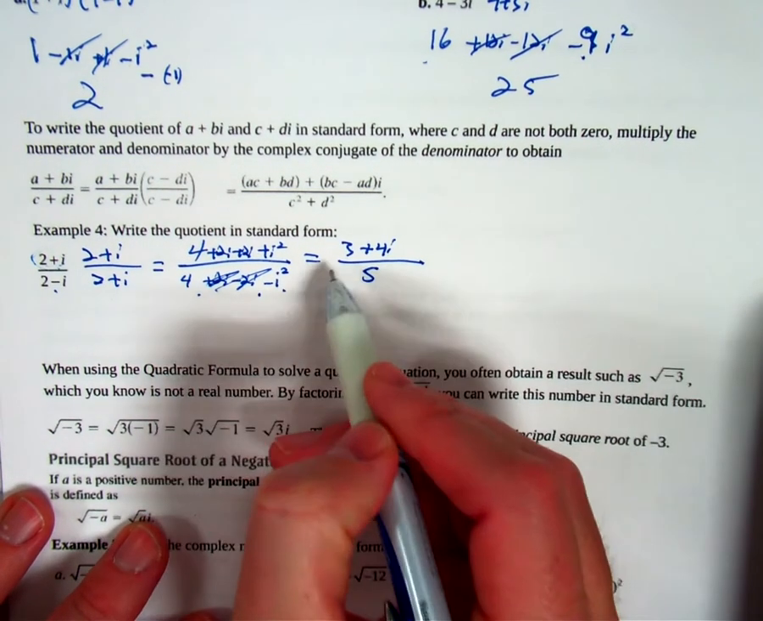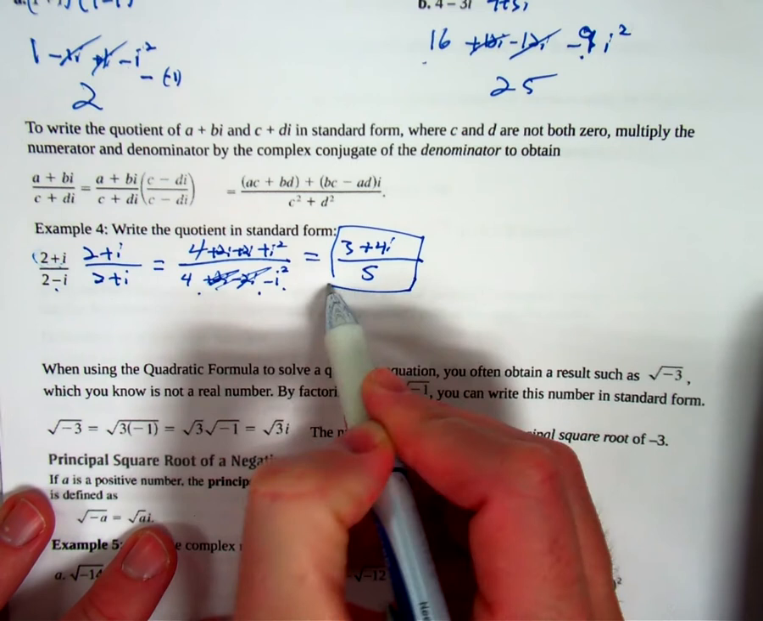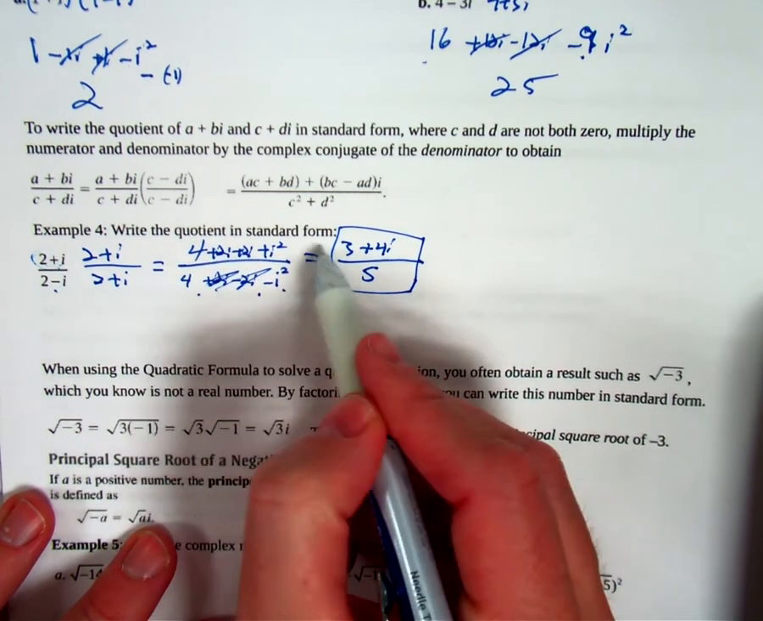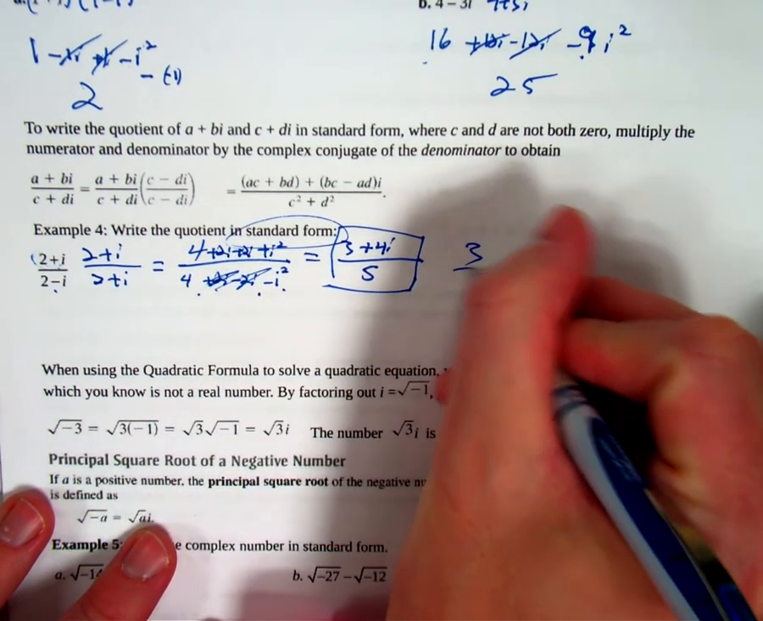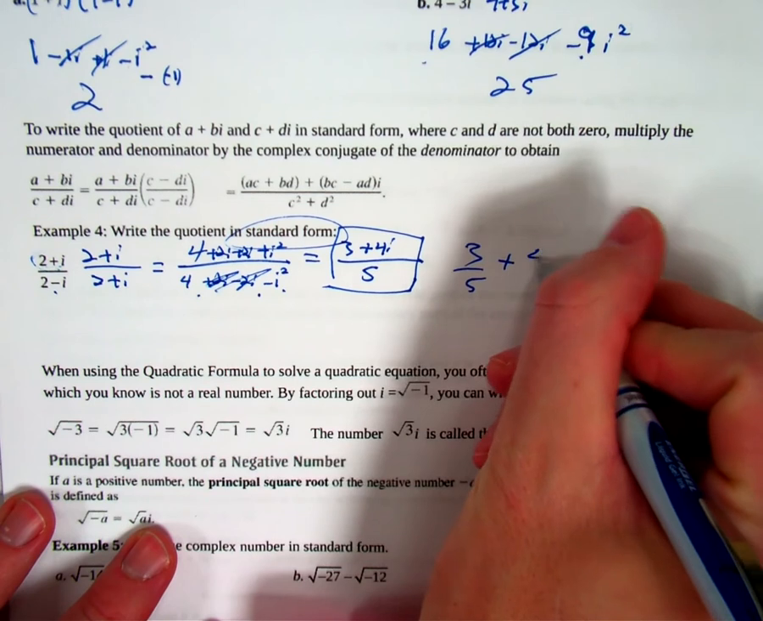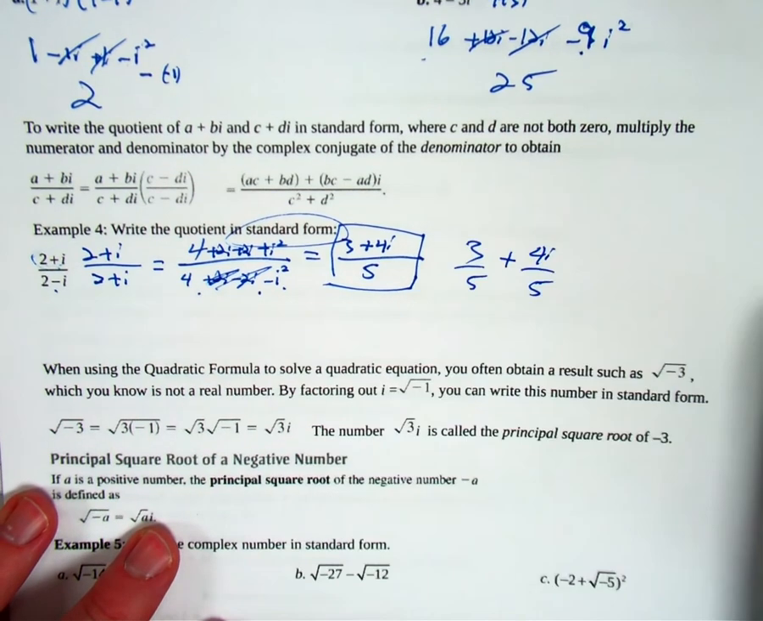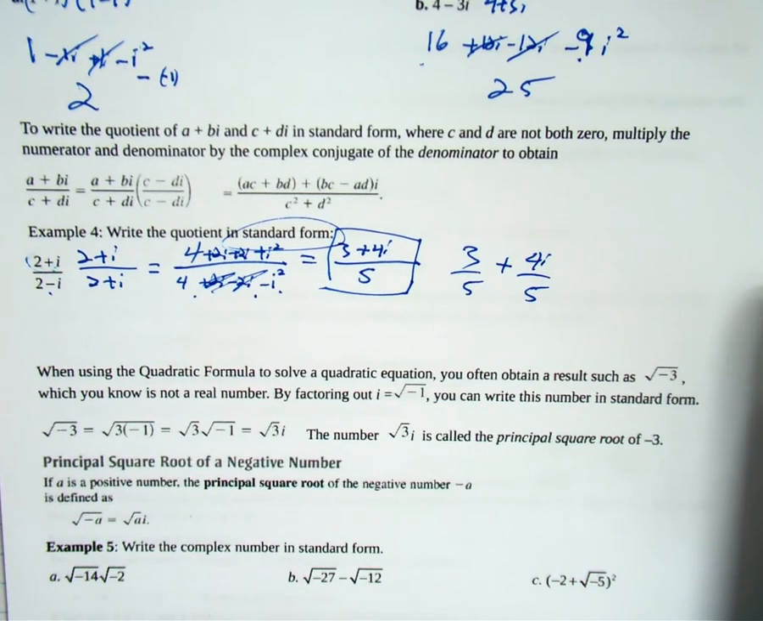Okay, I'm okay with you leaving it like this. The book does say in standard form here, standard form would be 3/5 plus 4i over 5. They want them separated out, real part, imaginary part. I'm okay with 3 plus 4i all over 5.